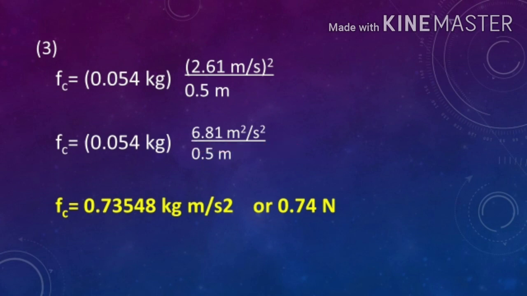First multiply 0.054 kilogram times 6.81 meter square, then divide it by 0.5 meter. The answer would be F is equal to 0.73548 kilogram meter per second squared, or 0.74 Newton.